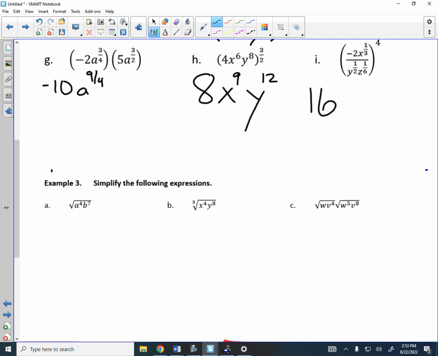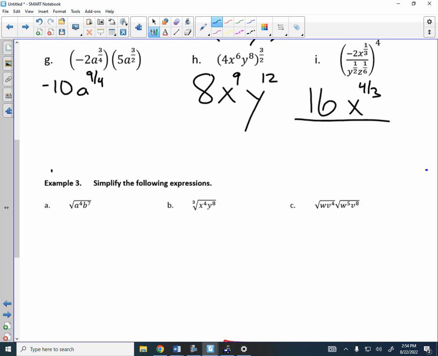Now, what do you do if you have a power to a power? You multiply. What's 1/3 times 4? 4/3. It is. That's okay. Good eye. Some people will drop the negative 2 to the denominator because they say it's negative, but that's not an exponent, is it? So it stays up there.